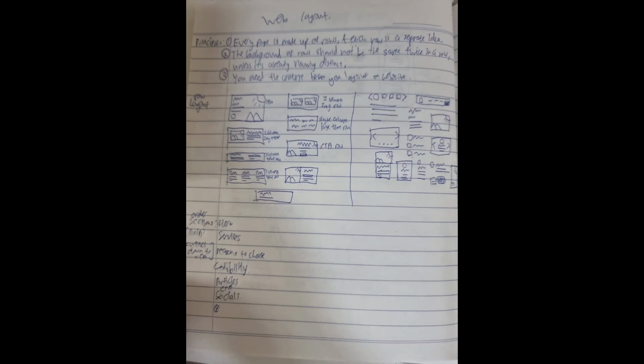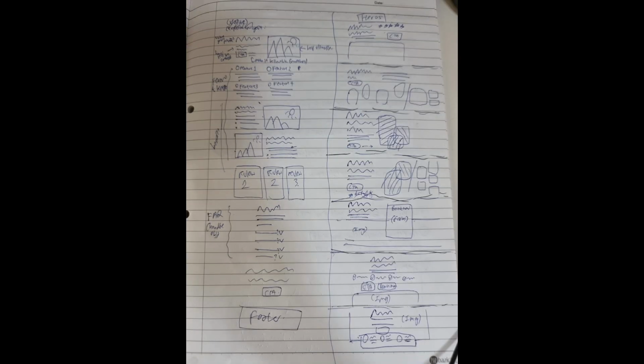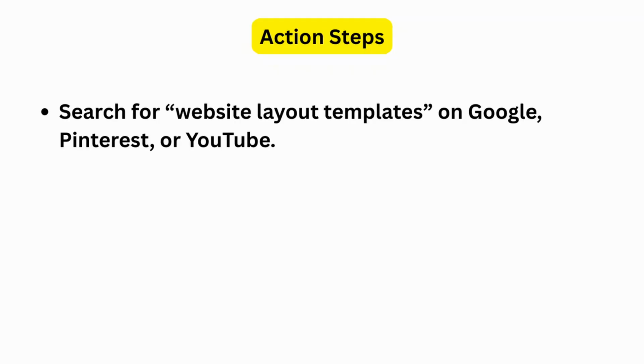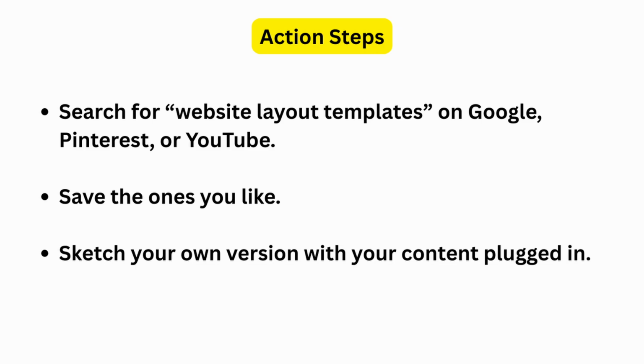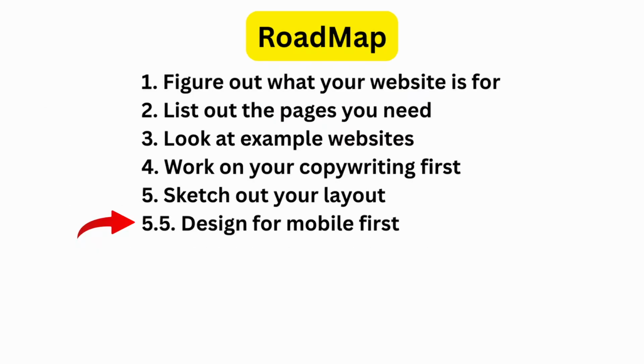Just a pro tip, you can collect many different website section layout templates and sketch them out in a notebook, like a Pokédex. And once you start designing a website, you can just refer to it. This will make the pre-coding process more productive and faster. So search for website layout templates on Google, Pinterest, or YouTube. Save the ones that you like. Sketch your own version with the content plugged in.